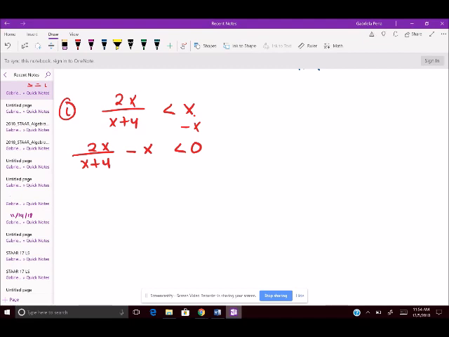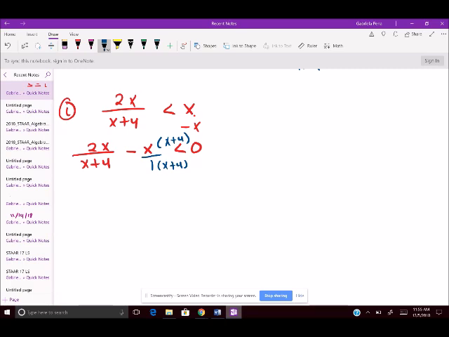The problem here is I need to be able to add those. And in order for me to be able to add them, I need to have the same what? Denominator. So this is going to be for problem number 10. It is the last one. So this right now is over 1. But in order for me to be able to do something, I have to get the same denominator, which looks like this.